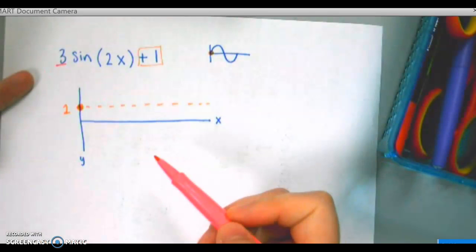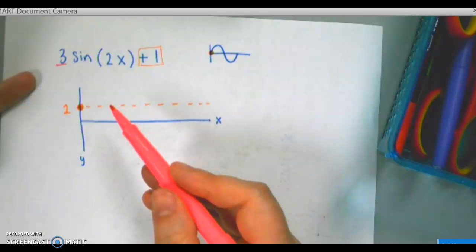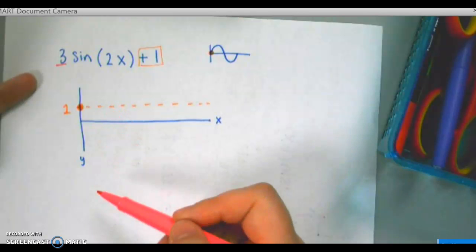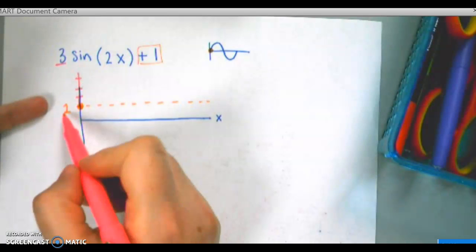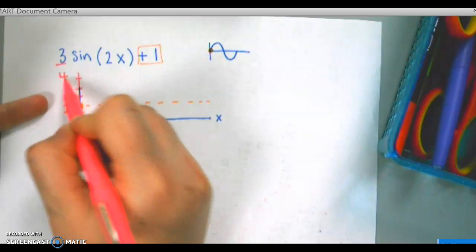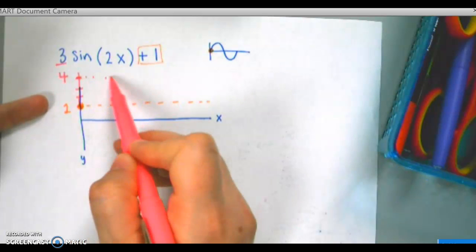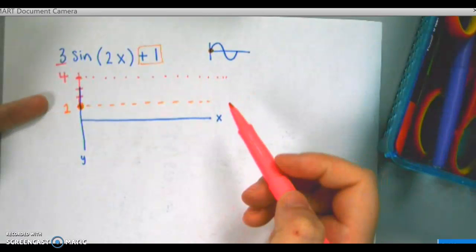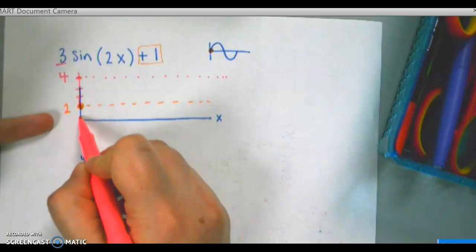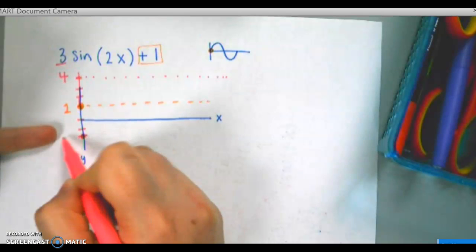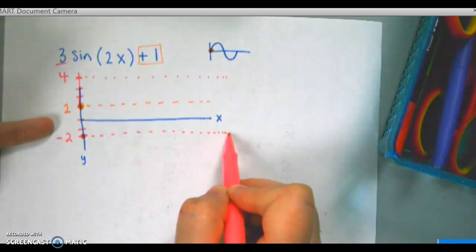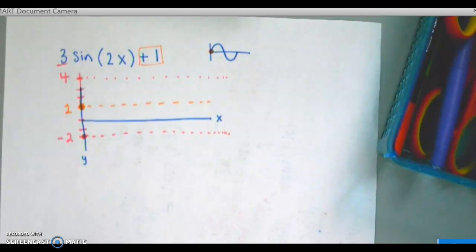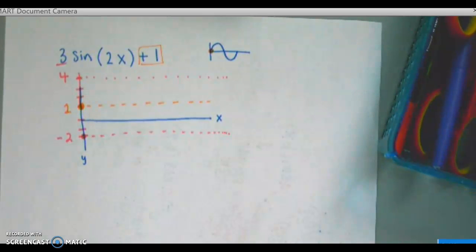The other thing that I do next is I look at the amplitude. The amplitude tells me that my maximum is going to be 3 above the midline. My minimum is going to be 3 below. So if I am at 1, I need to go up 3. And that's going to be where my maximum is. Down 3. That's going to be where my minimum is. So now I kind of have my graph contained. I know that that's where it's going to be bouncing back and forth in between those 2 pink lines.